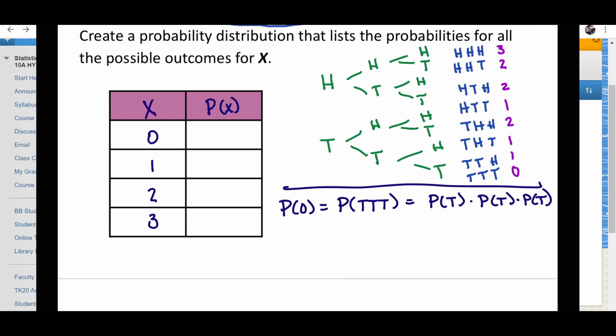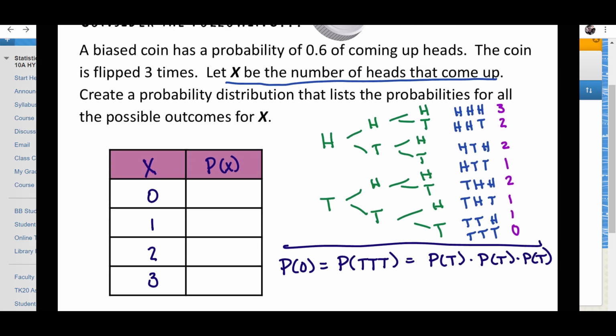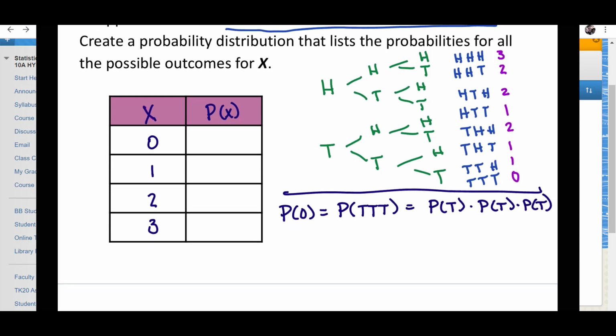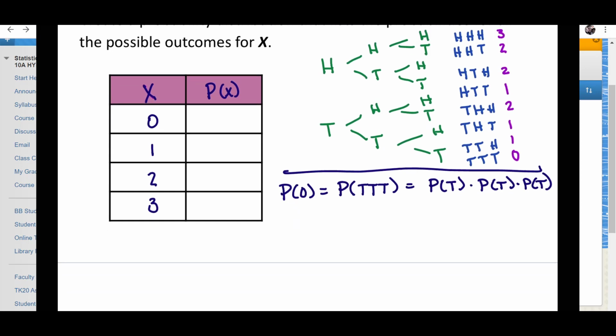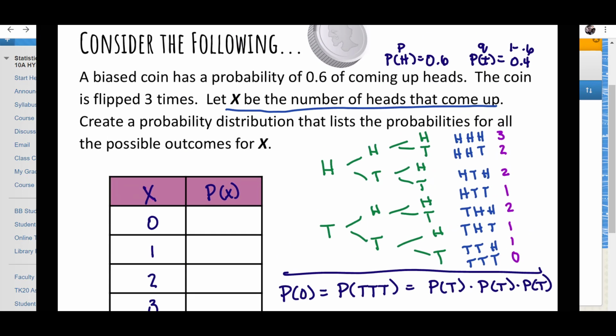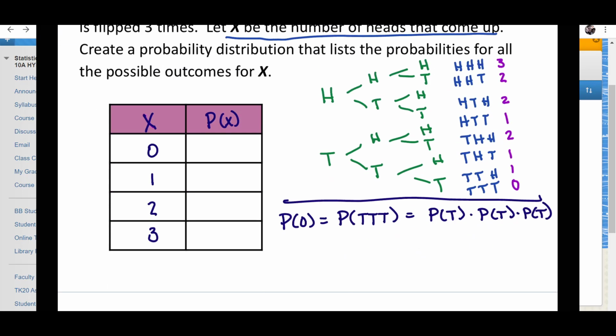Anyway, because these are events in succession, we're going to multiply these together. Now, we need to know what the probability of a tails is. Now, the probability of heads, which is P, by the way, because that's the probability of a success, is 0.6. So that means the probability of a tails, which is our Q, is 1 minus 0.6, which would be 0.4. So probability of heads is 0.6, probability of tails is 0.4. Why is it not 0.5? Because here it says it's a biased coin, which means it's weighted.